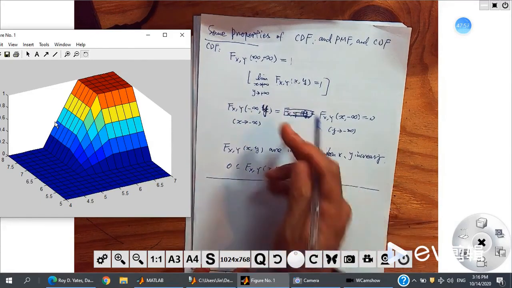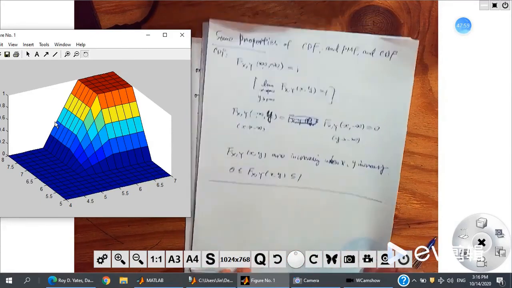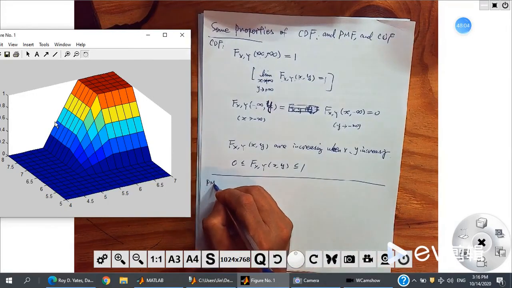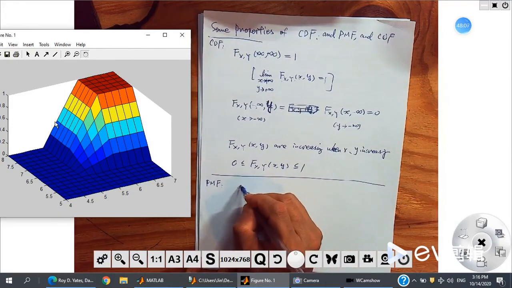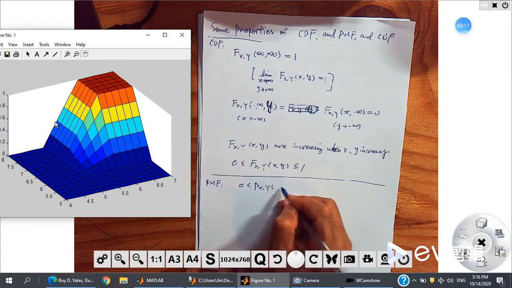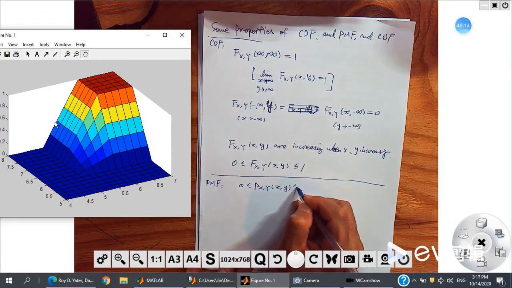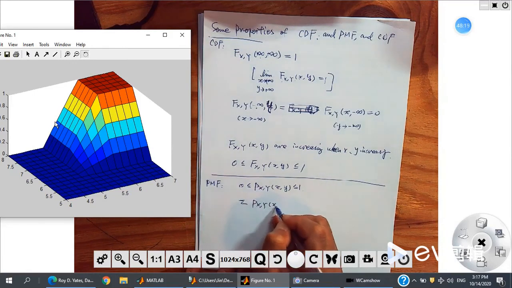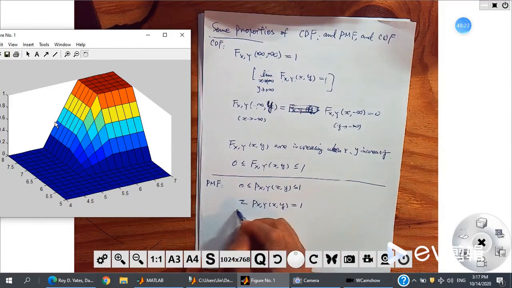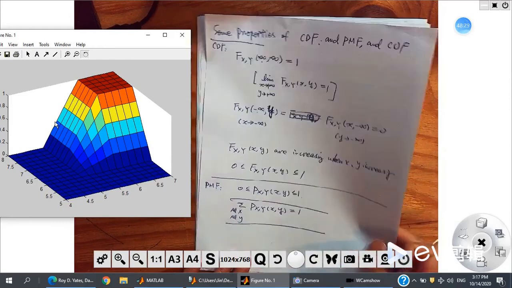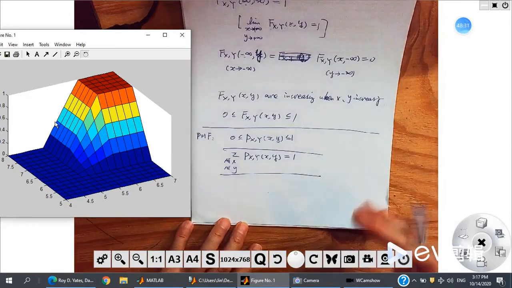This is similar to the CDF of a single random variable. And then for the PMF, we have 0 smaller than or equal to p_XY(x, y) smaller than or equal to 1, and the summation over all x and y will be 1. That means the overall probability is 100%, right?